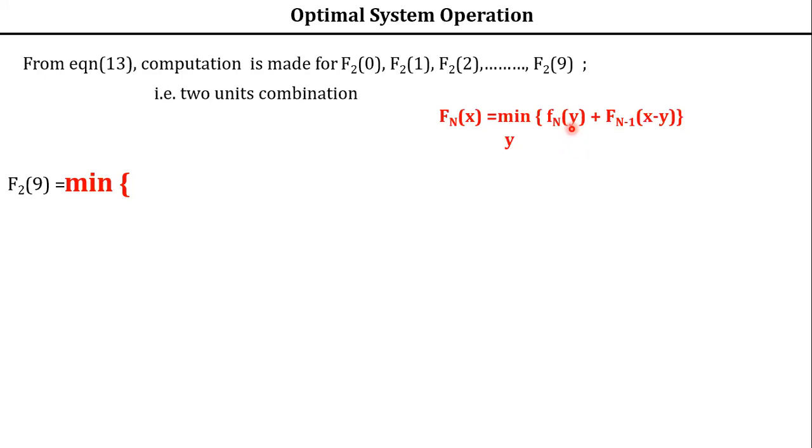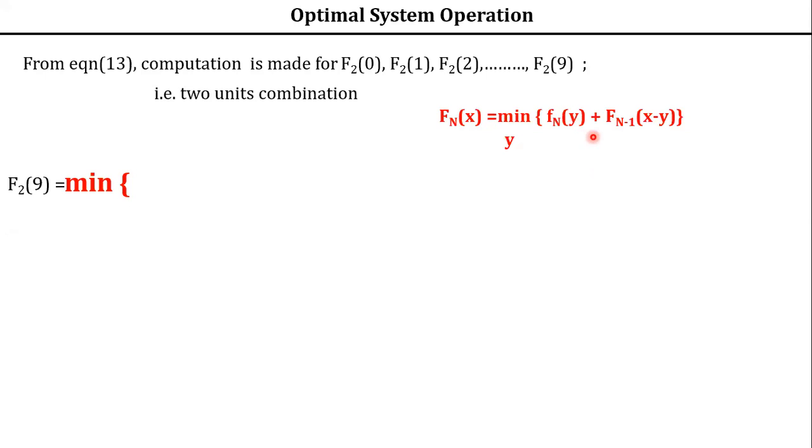For better accuracy you can still assume y in steps of 0.5 megawatt: next 1, 1.5, 2, 2.5, like that. Or you can assume y as an increment of 2 megawatt initially, then 4, 6, 8 megawatt, etc. The step size of generation is anything you can take. Here I am taking a step size of 1 megawatt. So it will start from y equal to 0, then y equal to 1 megawatt, 2 megawatt, 3 megawatt.